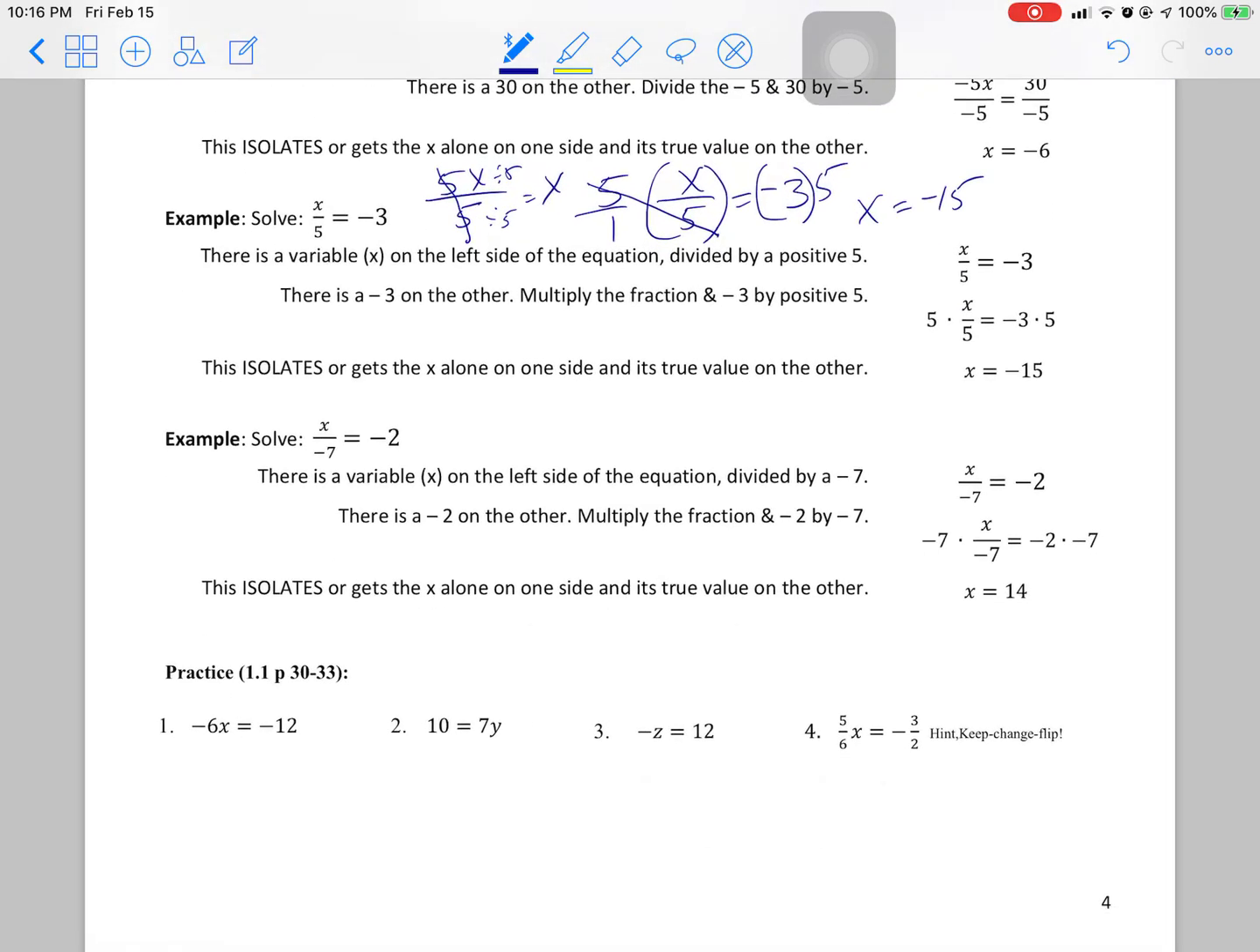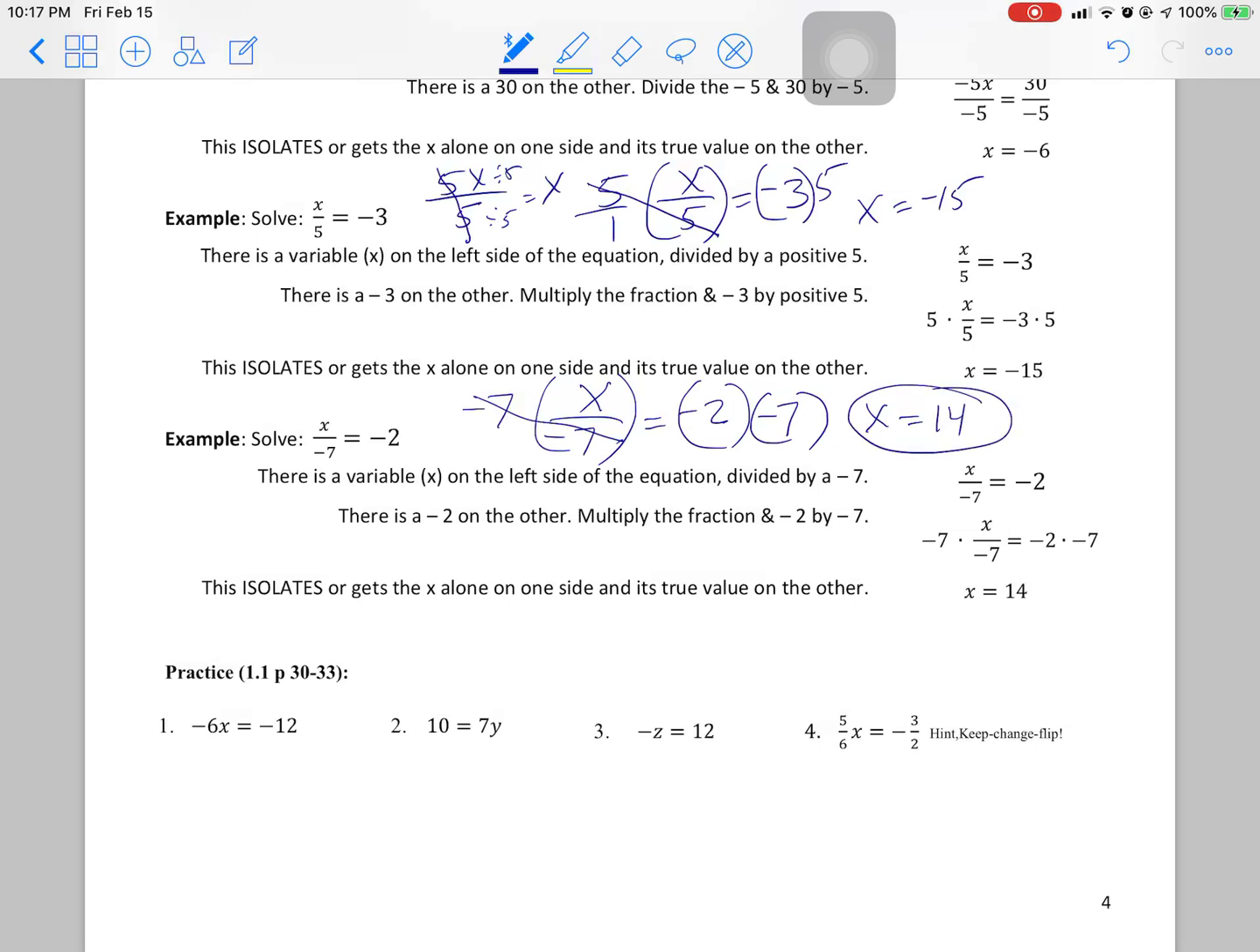Okay? Let's see. Down here, we have x over -7 equals -2. I've got a fraction. I want to multiply to isolate my variable. Same sign. If I multiply it by a positive, I'm going to get a -1x, and I don't want to do that. I want a +1x. So I need to multiply by the same sign, and whatever I do to one side, I do the other side. So x is going to equal negative times a negative is a positive.